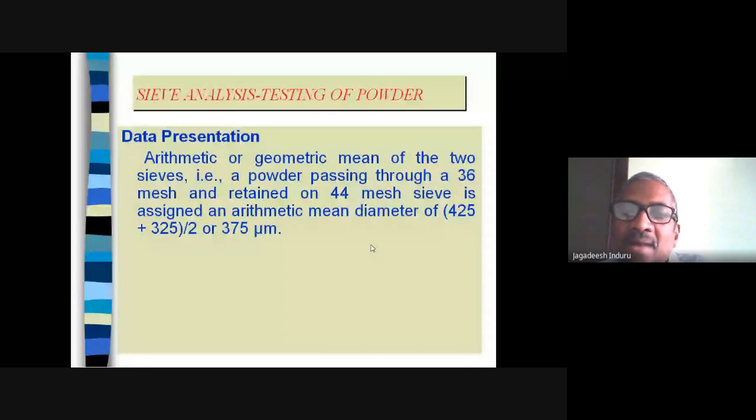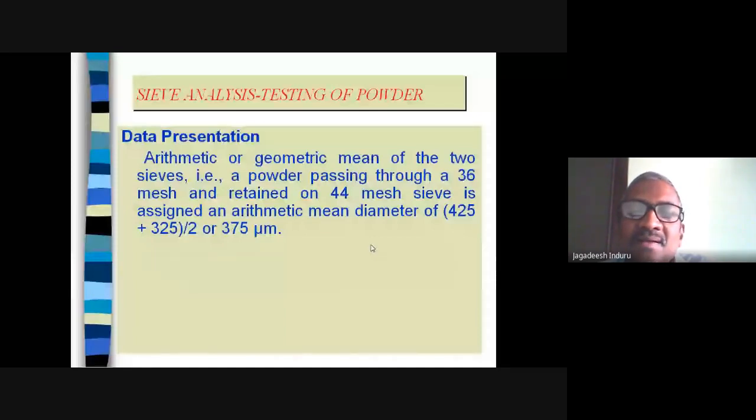So the powder passing through the 36 sieve. Say for example, we have the material passed through the 36 and retained on the 44 sieve. We know that 36 sieve has 36 wires in one linear inch. 44 sieve has 44 meshes or wires in one linear inch. And the 36 mesh or sieve has an opening of 425 micrometers, whereas the 44 mesh has an opening of 325 micrometers.